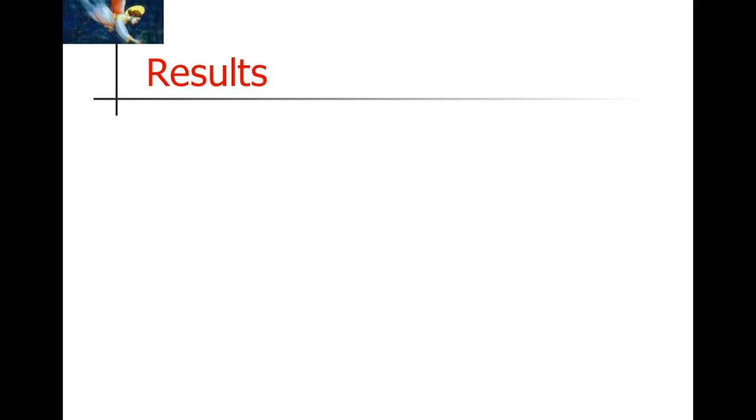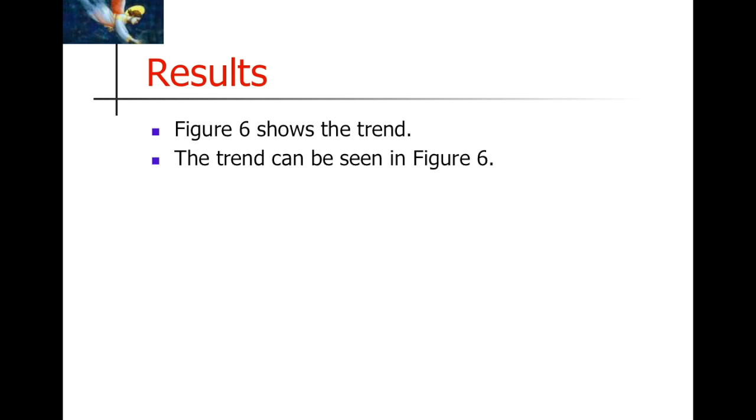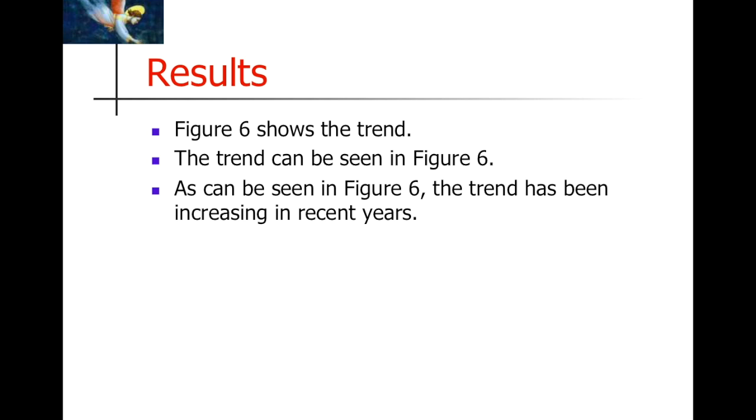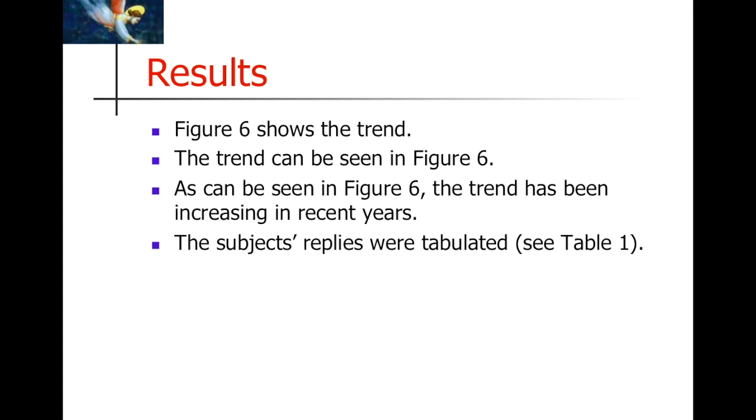Good. How do you refer to them? You can say figure 6 shows the trend. The trend can be seen in figure 6. You can use a passive, which is very popular in academic prose. As can be seen in figure 6, the trend has been increasing in recent years. Okay. The subject's replies were tabulated. See table 1. All right. In your reading, you'll find more examples of this. They actually say something like the graph in figure 6, which I think is terribly redundant. I think good academic writing keeps things as simple as possible.